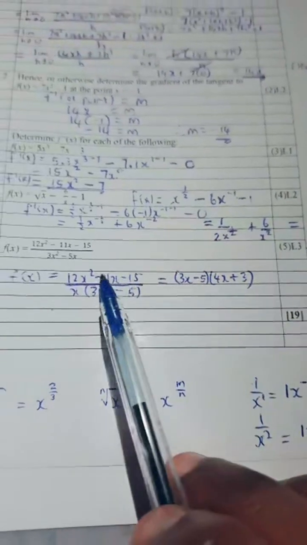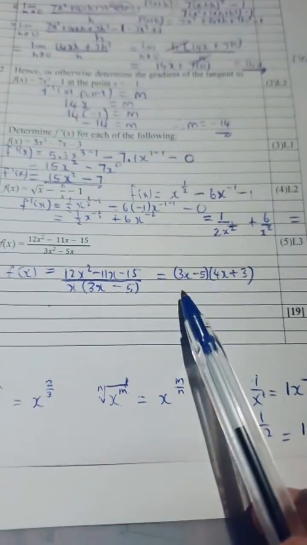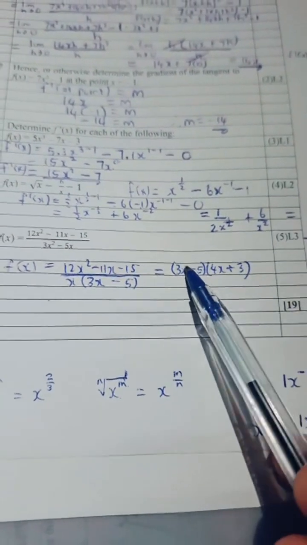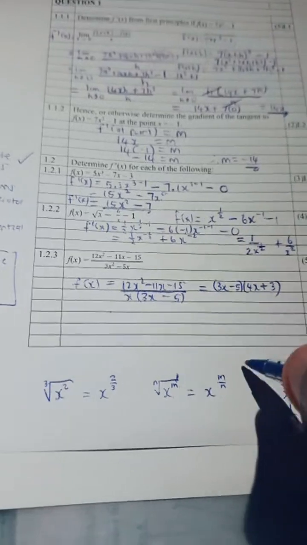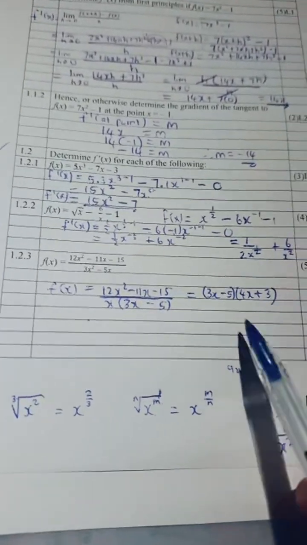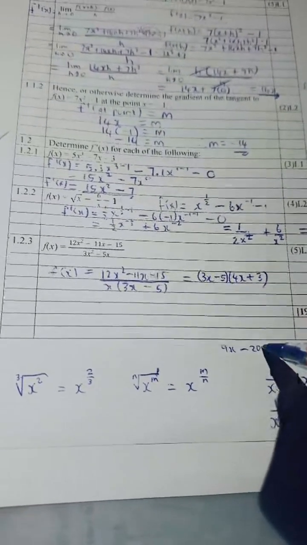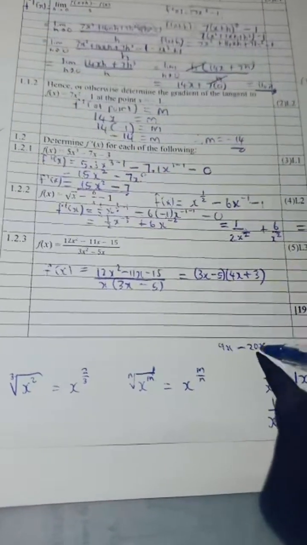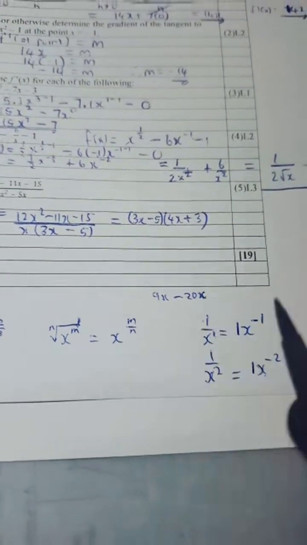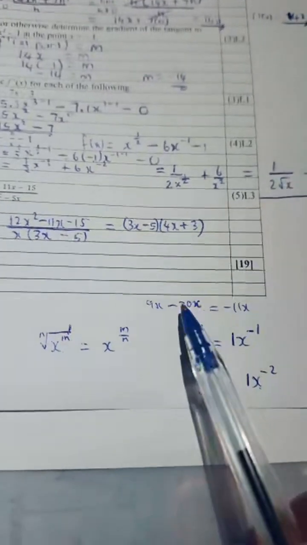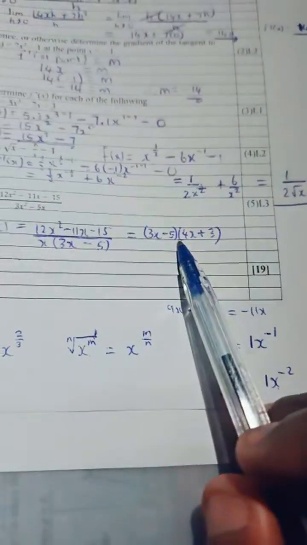So let's just check quickly if we do get this back when we multiply this. What's 3x times 4x? It will give us 12x squared. Then 3x times 3 will give you 9x. Minus 5 times 4x gives you negative 20x. These like terms, when you add them together, you get negative 11x. So this does make sense here.